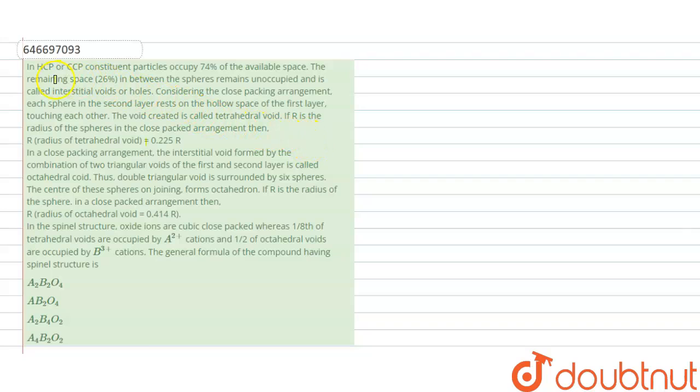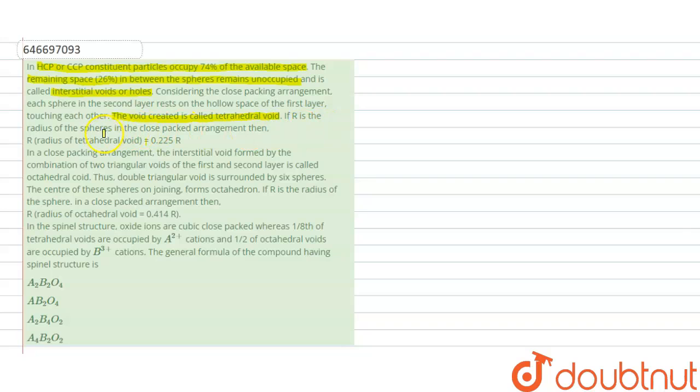Let's start the question. So the question says that in HCP or CCP, constituent particles occupy 74% of the available space. The remaining space, that is 26% in between the spheres, remains unoccupied and is called interstitial voids or holes. Considering the close packing arrangement, each sphere in the second layer rests on the hollow space of the first layer, touching each other, and the void created is called tetrahedral void.